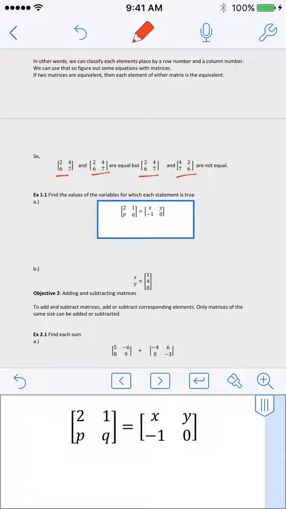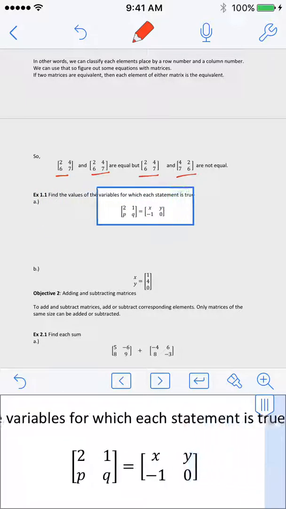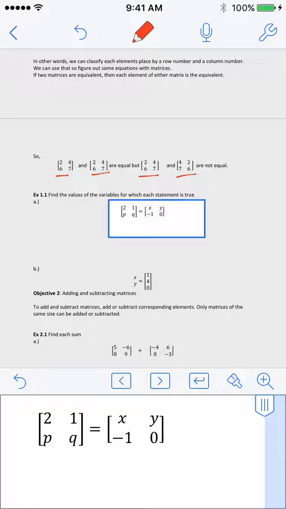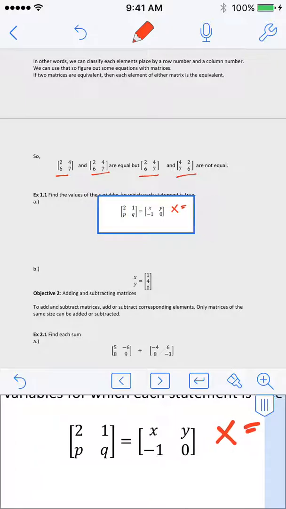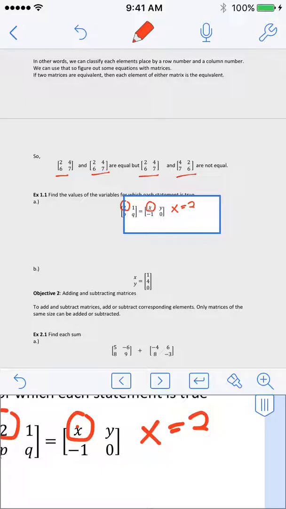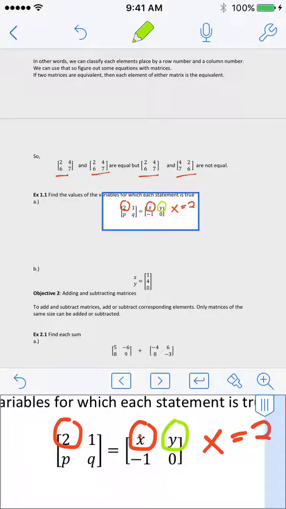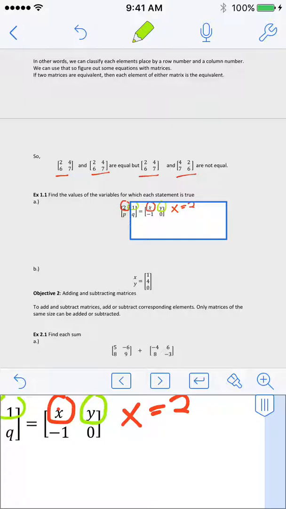So let's take a look at example 1.1. If possible, state the values that would make the statement true. So if these two matrices were actually equal, what would we say x was? It's not really a trick question. x would correspond to first row, first column, right? So x is in the first row, first column in the second matrix. Therefore, it has to match the first row, first column in the first matrix. So x is equal to 2. Similarly, y must match what's in the first row, second column for the first matrix. So that would be 1, right? So y is equal to 1.